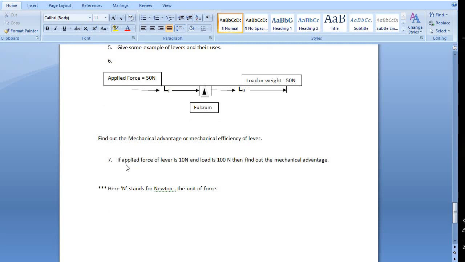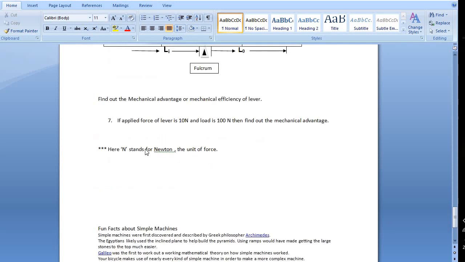And number 7: the applied force of a lever is 10 Newton and the load is 100 Newton, so what will be the mechanical advantage? Very simple. You just give the formula, put in the values, and you will get the answer. And here N stands for Newton. The Newton is the unit of force, named after Isaac Newton, who discovered this force, and the name of the unit has been given with his name.